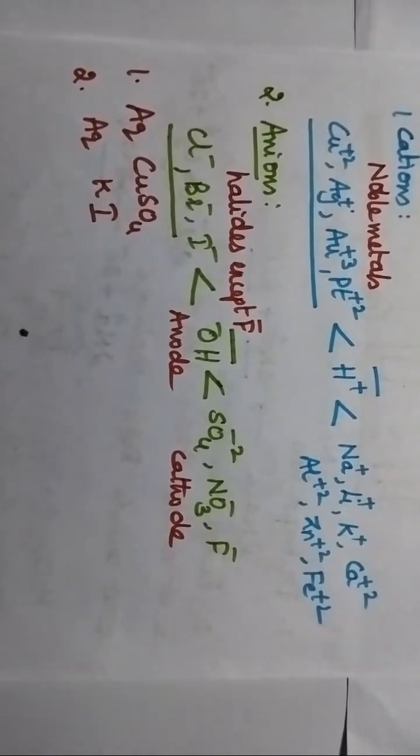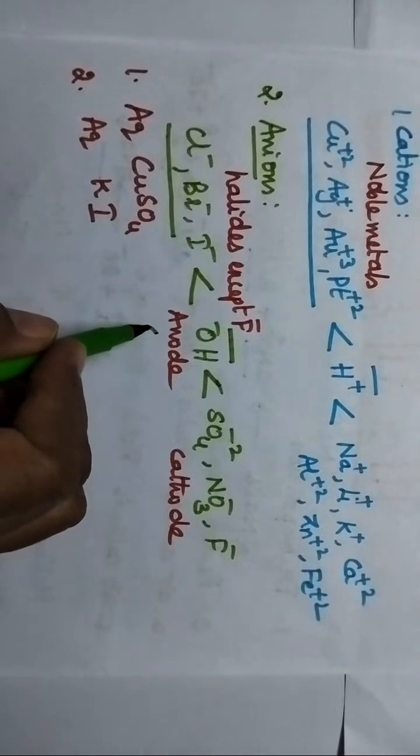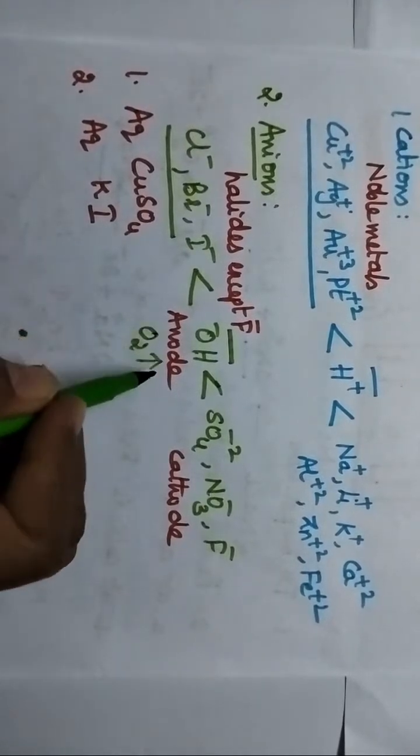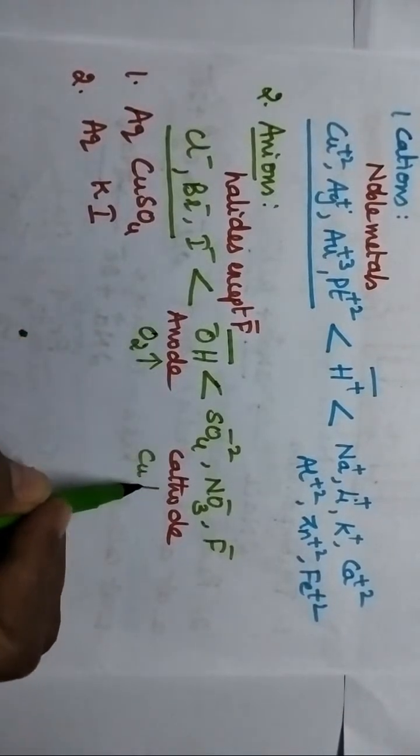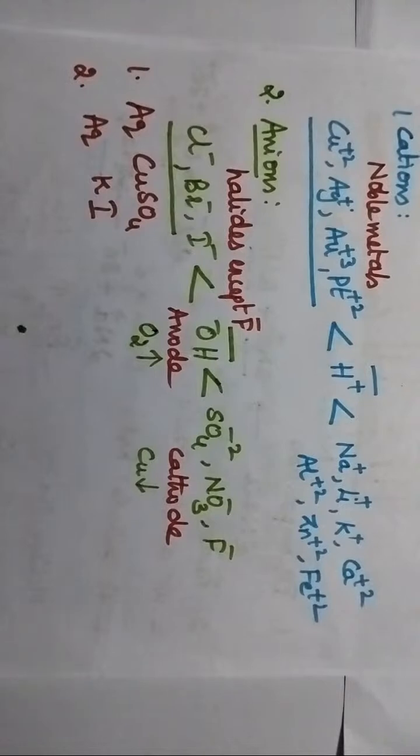Yes, very good, Ram, Durga. Yes. At the anode, O2 gas will be liberated and at the cathode copper will be deposited. Durga, very good. And what about the second question?